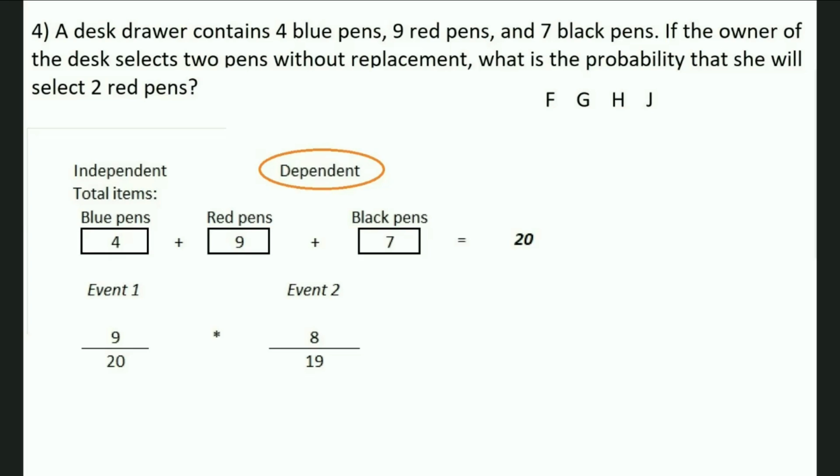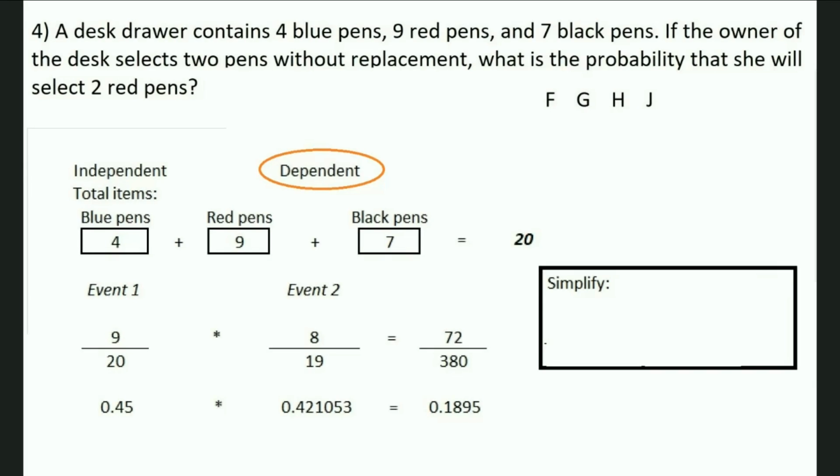The second time she picks a red pen, she has an 8 out of 19 chance of pulling it. The first time was 9 out of 20. The second time was 8 out of 19. So we multiply that together. We end up with 72 over 380. By the way, I showed you what the decimal equivalents are down here, but since this problem is using fractions, we'll stick to fractions.